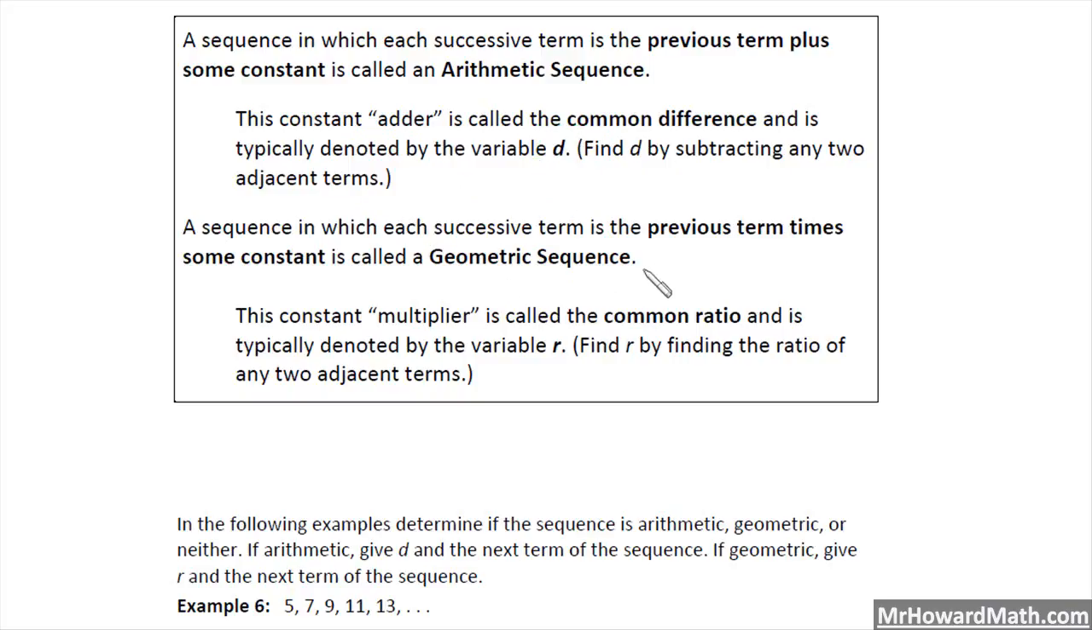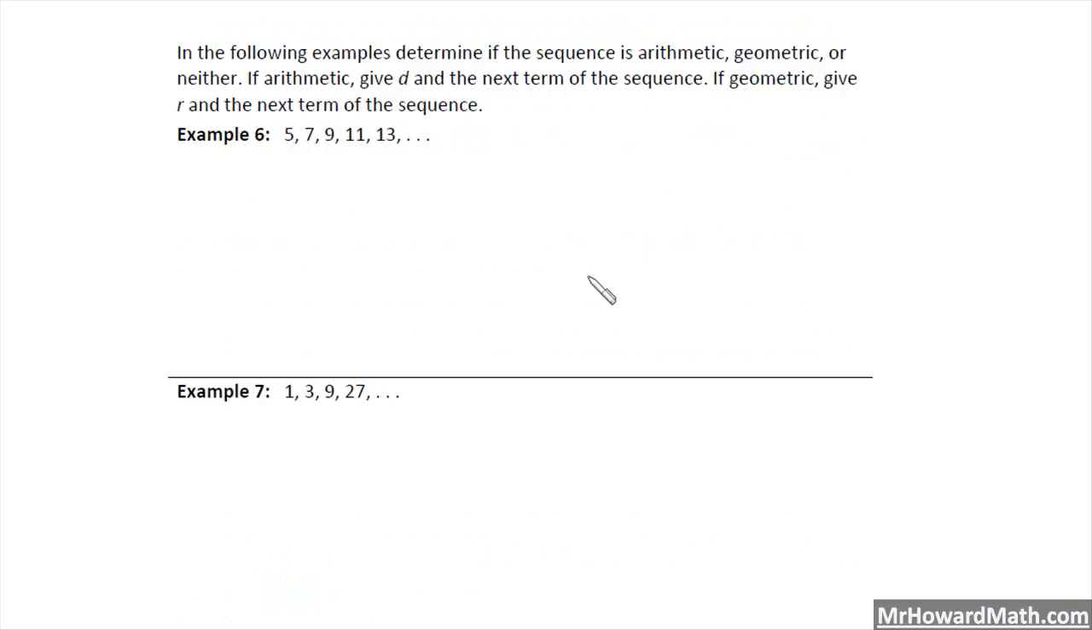With the geometric sequence, what we have is called the common ratio. That's the number that we're multiplying each time, and we can find it by finding the ratio of any two adjacent terms. In other words, take one term and divide it by the one before it, and that will give us the common ratio, which is the multiplier causing each successive value. Okay, some examples here of the different types. In the following examples, determine if the sequence is arithmetic, geometric, or neither. If arithmetic, give the common difference, d, and the next term of the sequence. If geometric, give r, the common ratio, and the next term of the sequence.